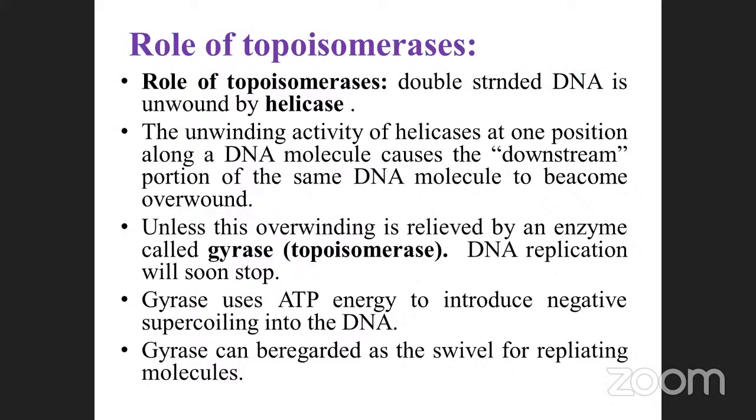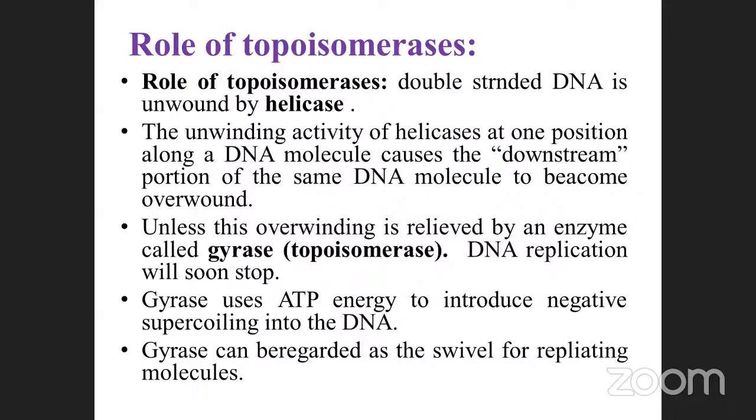And then next, there are so many enzymes there. What is the main role? Each one has a specific role. The role of topoisomerases. Double stranded DNA is unwound by helicase. The unwinding activity of helicase at one position along the DNA molecule causes a downstream effect. Sometimes they may also call it the downstream effect. So helicase, otherwise called topoisomerases.